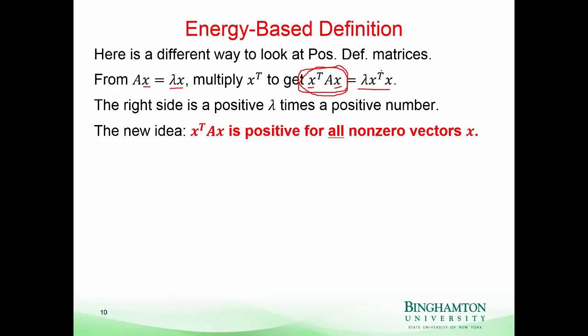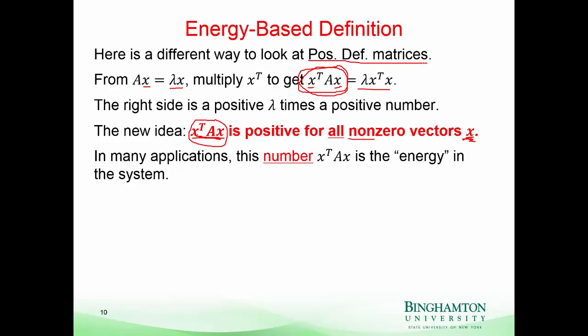But again, I wonder, could it be positive for all non-zero vectors? We need to make sure that it's non-zero vectors, because if we let x be 0, then this whole thing is going to be equal to 0. So we're looking for x being anything except all zeros, and we're wondering, does this thing stay positive always for all non-zero x? Then we would call that matrix positive definite.